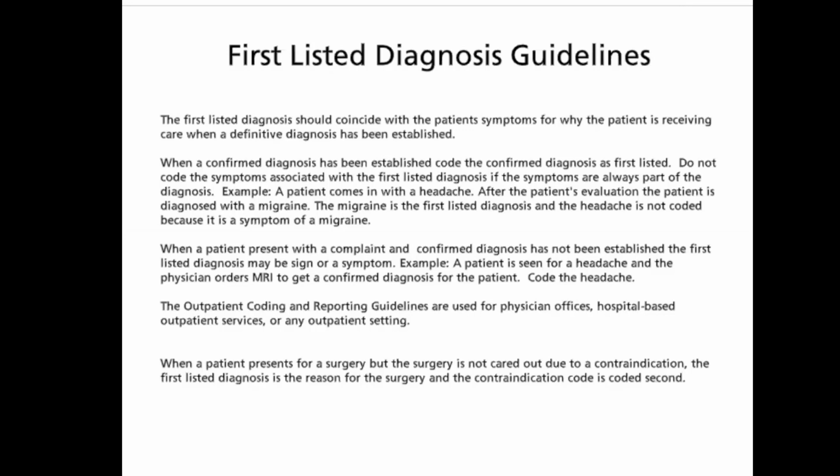So basically, if a patient comes in for a hysterectomy because the patient has uterine cancer, but before they actually get a chance to do the procedure, the patient starts having congestive heart failure. I'm just making up something. You would code the cancer first because that's the reason for the procedure, and the congestive heart failure will be coded second.